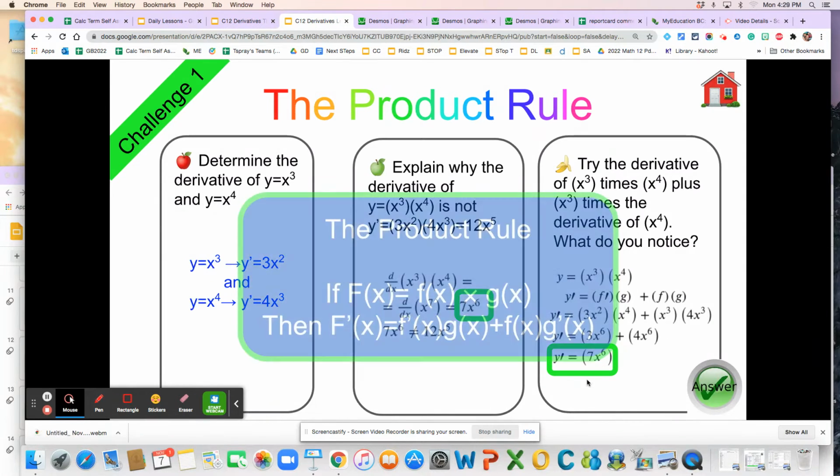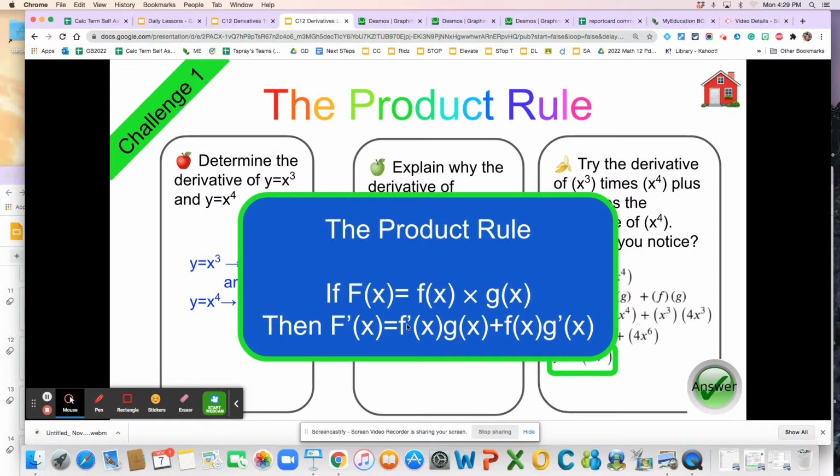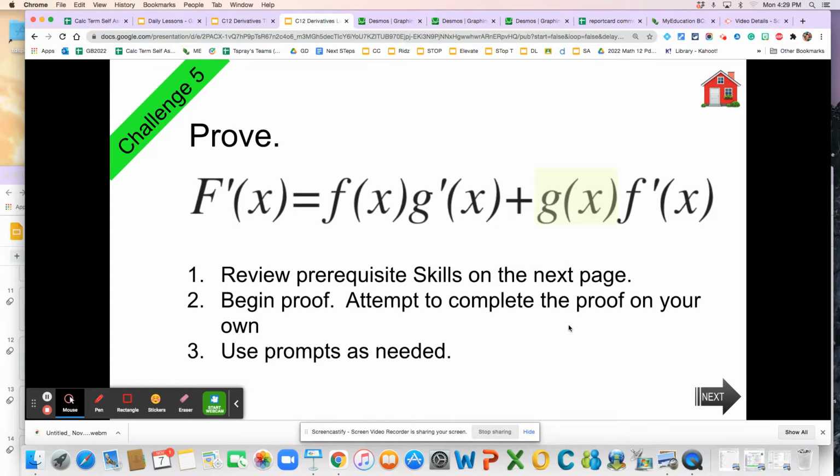So what we're going to do is show you the product rule. Welcome to it: f prime g plus f g prime. This is the product rule. So now what I'd like to do is prove this to you.